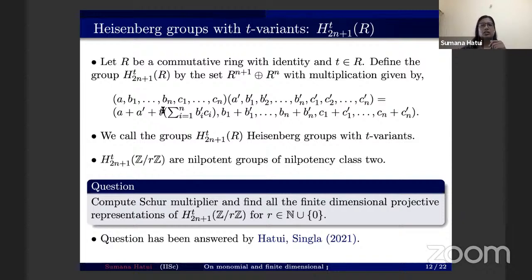This is not defined only for T equal to 1. And if T is not invertible, this gives you different classes of groups. So these groups we call Heisenberg groups with T variants. And these are nilpotent groups of nilpotency class 2.